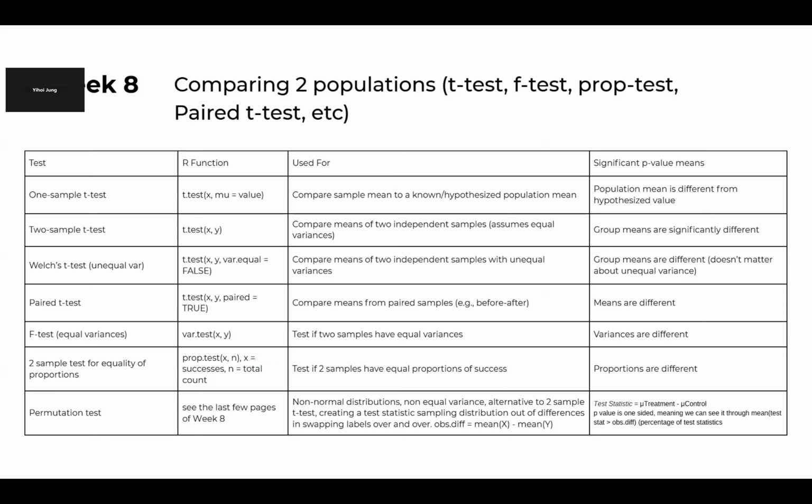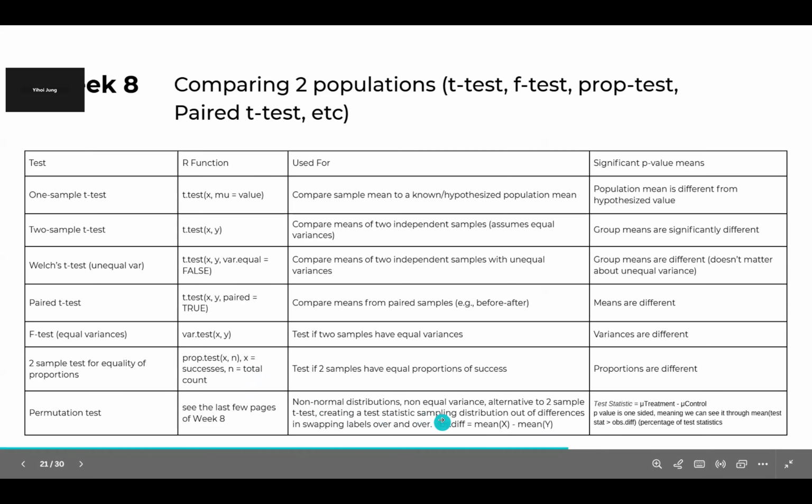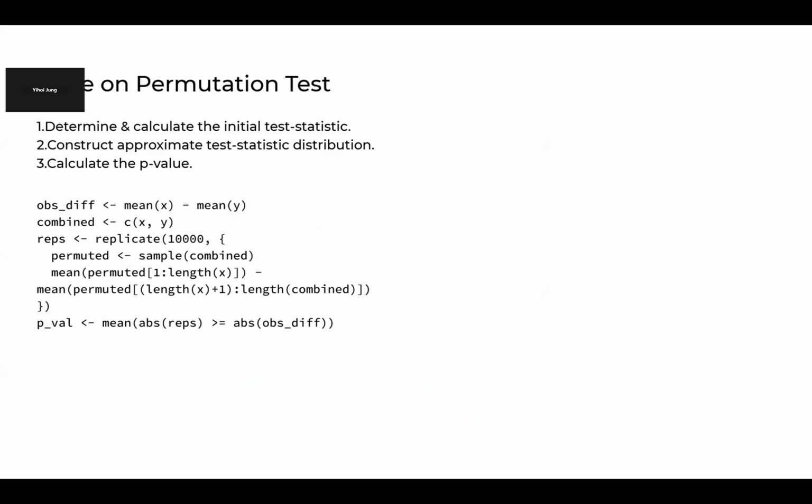For the permutation test, this one's quite lengthy. It's seen a lot in the last few pages of week 8, and this goes over your non-normal distributions, non-equal variance. It's basically creating your own test statistic out of the sampling distributions by swapping these labels over and over, and comparing that to your observed difference. So you have mean x minus mean y, for example, and you're constantly swapping these labels. I'll show you the code here.